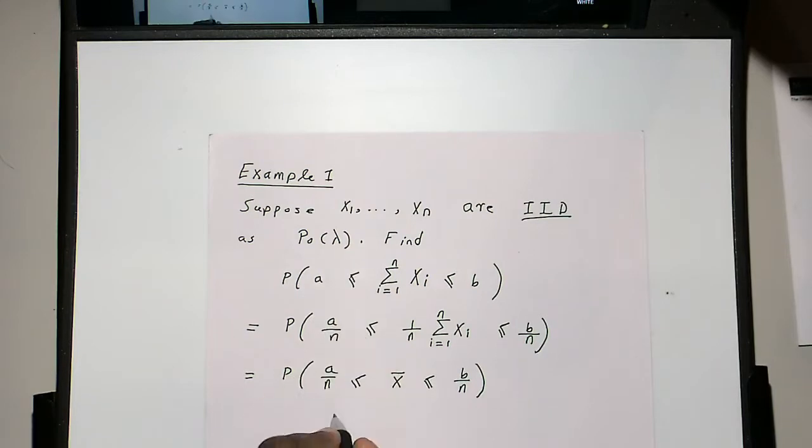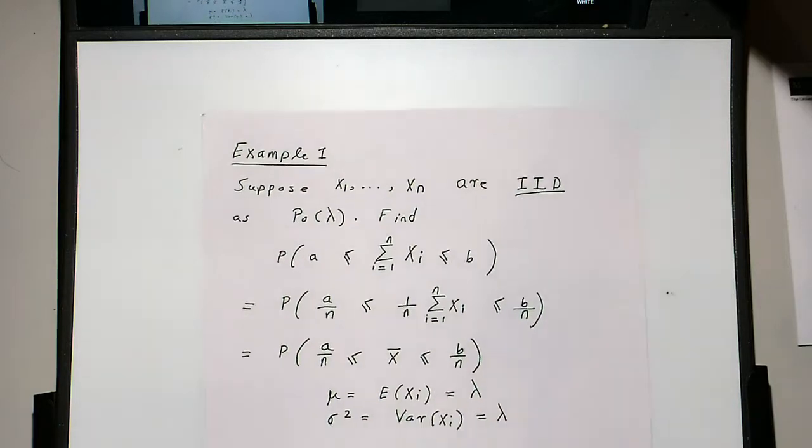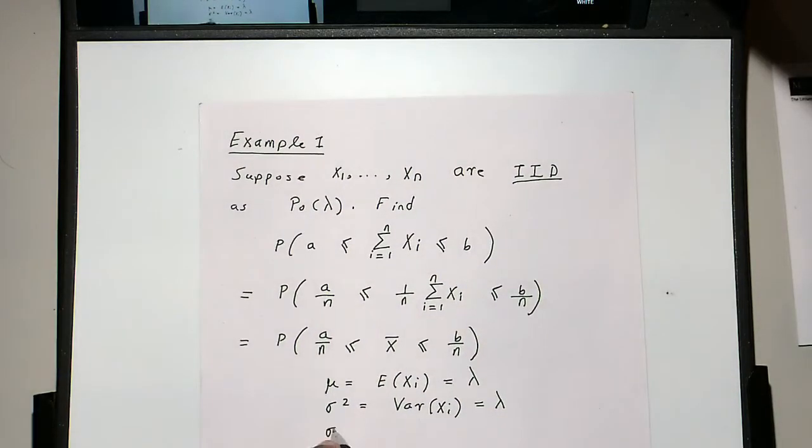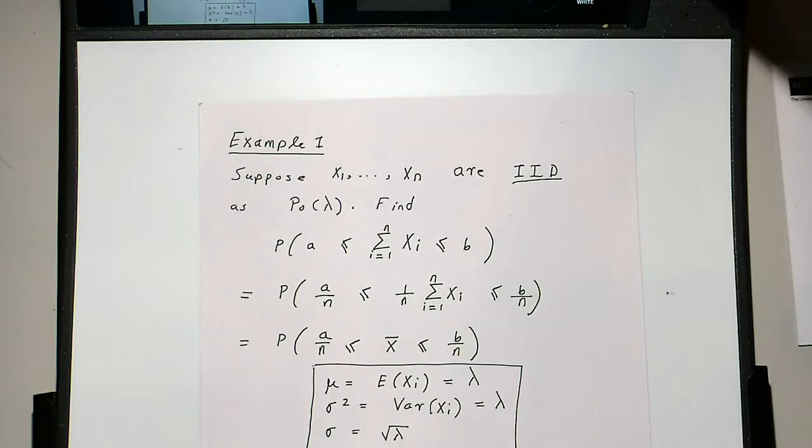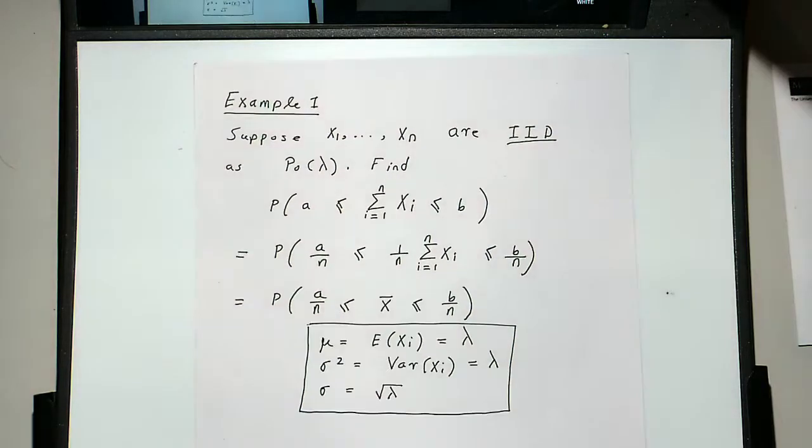So your mu is the expected value of x_i, which is equal to lambda, right? And your sigma squared is the variance of x_i, which is also equal to lambda, right? So sigma is the square root of lambda. So let's put this in a box. Okay? You see why I've done this? Because I want to use the central limit theorem over here, right?